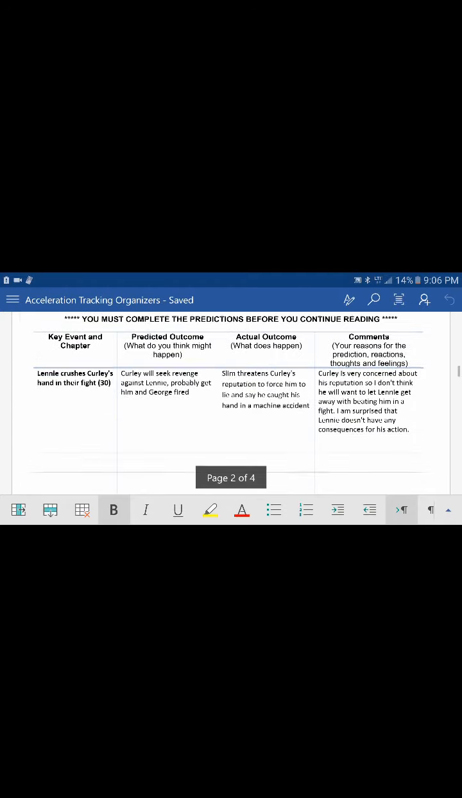Now the actual outcome, what actually does happen, that's when you continue reading. So you've made your prediction. Okay, now you go back to the book, keep reading. So what actually happens in the book? And this might not happen right away, so you might have to come back later on to fill in the outcome of that key event because you might not know until later in the book. And then finally, you have your comments column. So this is your response or your reaction, your thoughts or your feelings. So what do you think about this part? So in my example, I said that Curly's concerned about his reputation, so I don't think that he'll want to let Lenny get away with it.